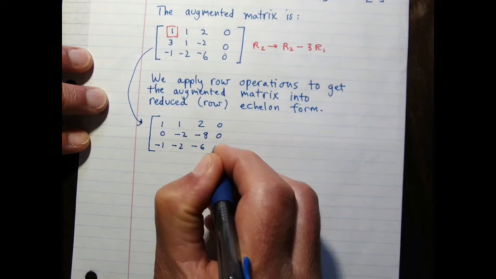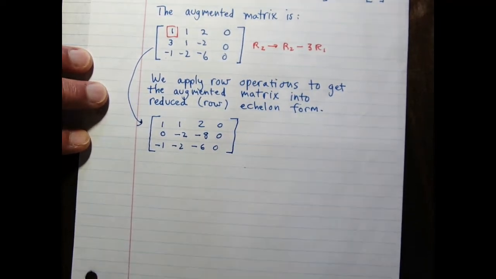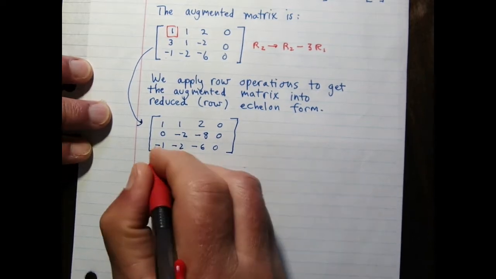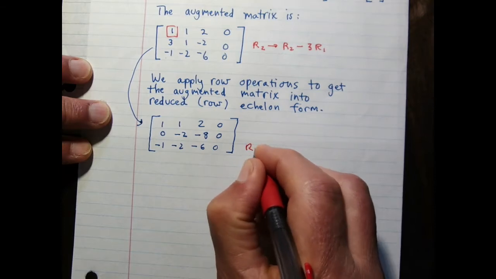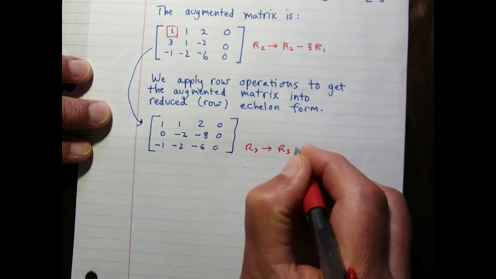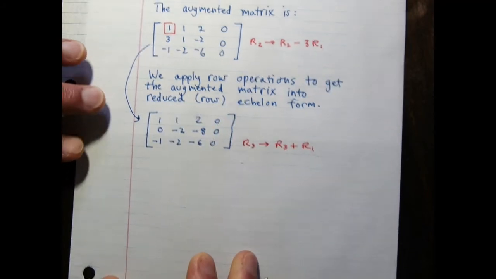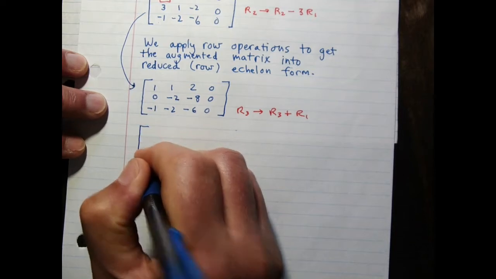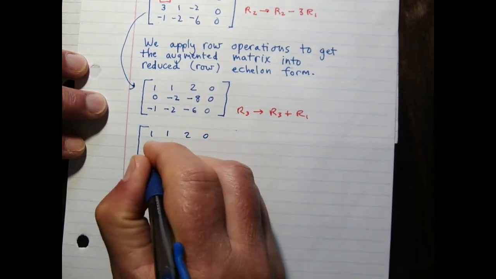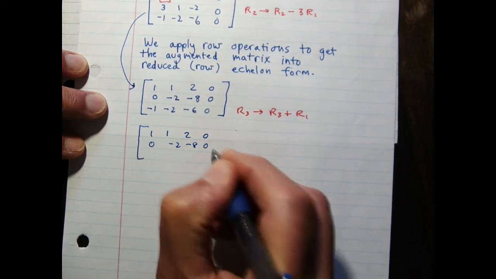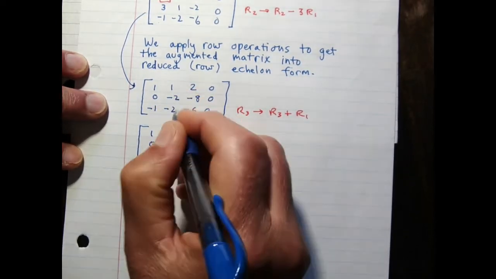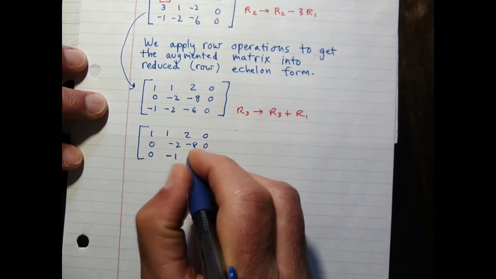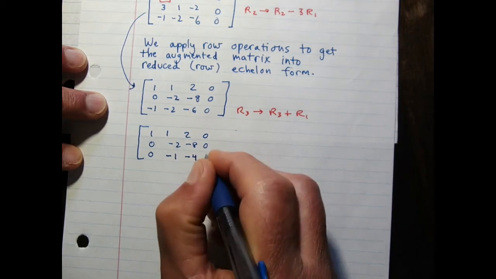And I recopy. Now I want to get a 0 in this bottom position of the first column. So I'm going to replace row 3 with row 3 plus row 1. That will give me a 0. And let's see what we get. So I recopy 1, 1, 2, 0, 0, negative 2, negative 8, 0. I'm going to get 0. I'm just adding these two together, so I'm going to get negative 1. I'm going to get negative 4, and then 0.